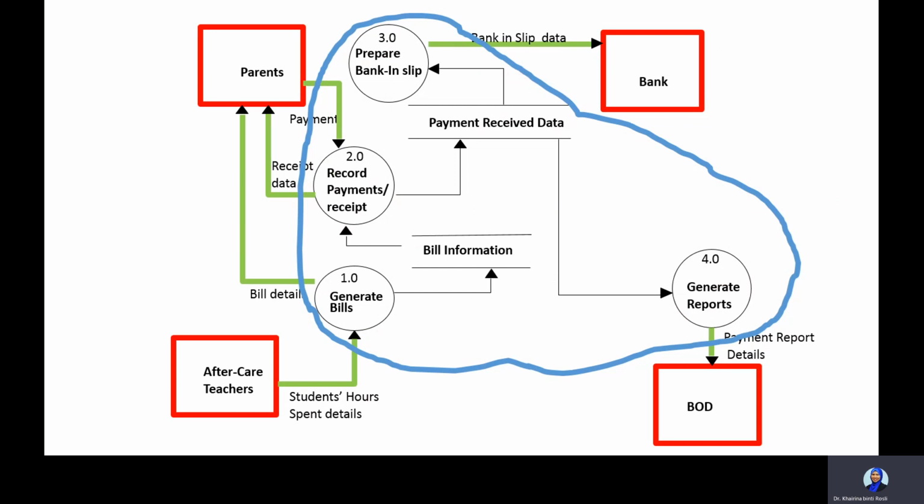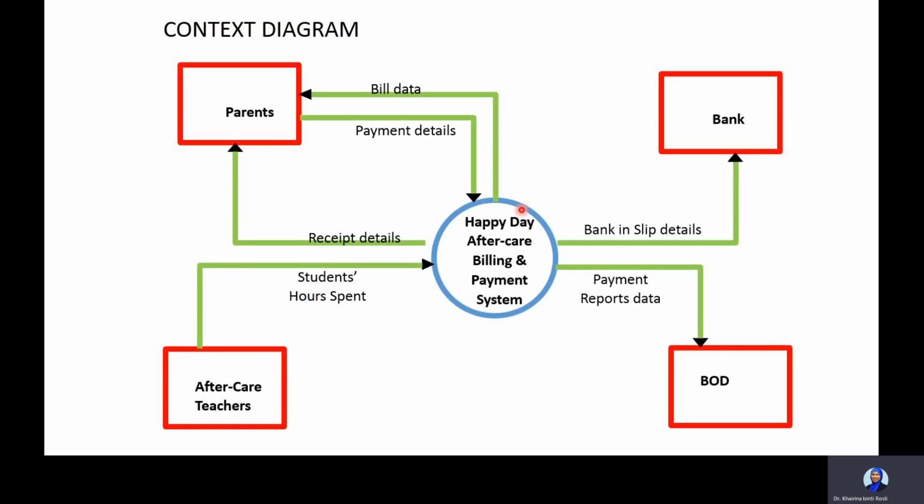So how do we draw the context diagram? Put a big circle, which represents the 4 processes just now. So actually the 4 processes are in this one big circle. Name the big circle with the system name, which is One Happy Day Aftercare billing and payment system. And then next we draw the external entities. Just now we identified 4 external entities, right?